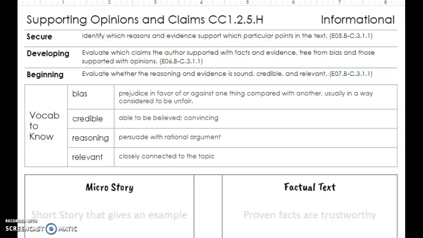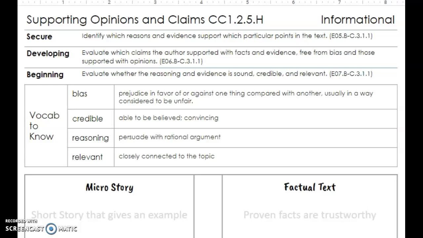Today we're going to look at supporting opinions and claims in informational text, and this is on page 29 in the Grab and Go. We have one secure skill and then a developing and a beginning skill. So only one thing that's going to be tested on, but other things that we're going to work on.